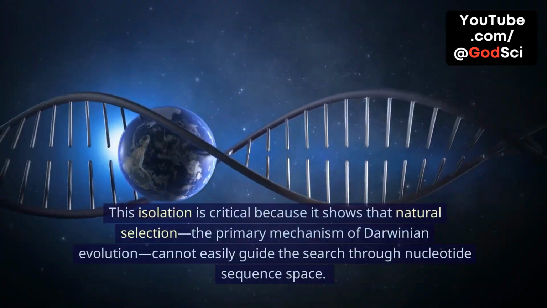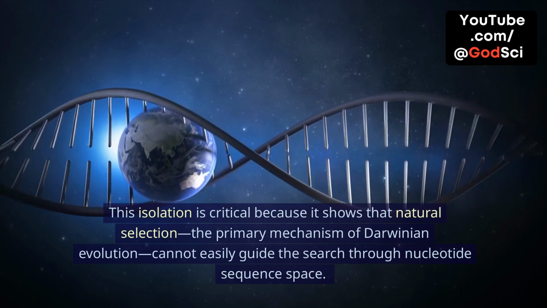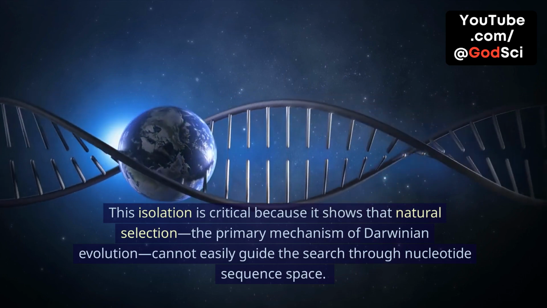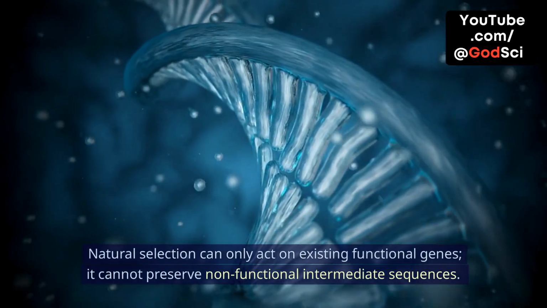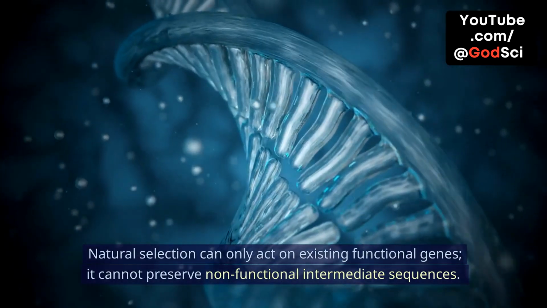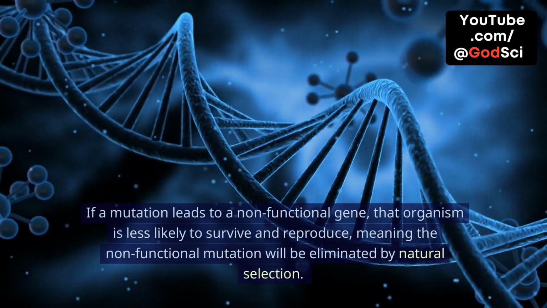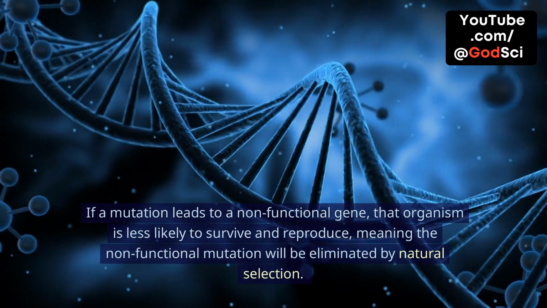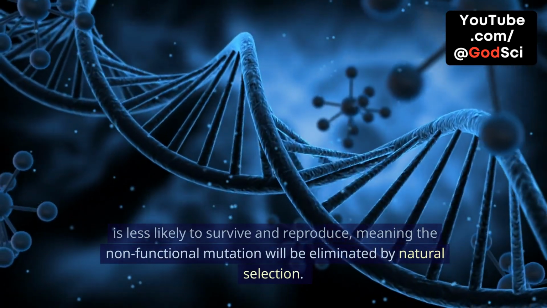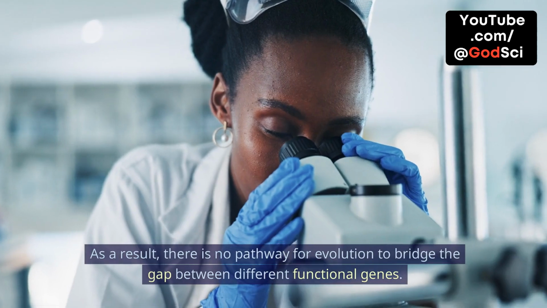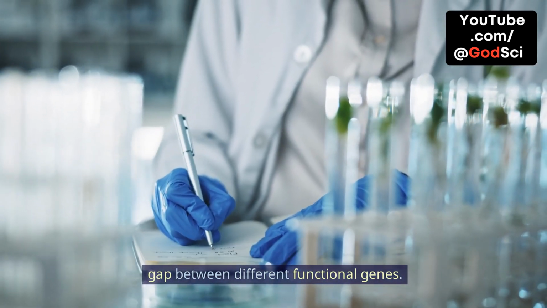This isolation is critical because it shows that natural selection, the primary mechanism of Darwinian evolution, cannot easily guide the search through nucleotide sequence space. Natural selection can only act on existing functional genes; it cannot preserve non-functional intermediate sequences. If a mutation leads to a non-functional gene, that organism is less likely to survive and reproduce, meaning the non-functional mutation will be eliminated by natural selection. As a result, there is no pathway for evolution to bridge the gap between different functional genes.